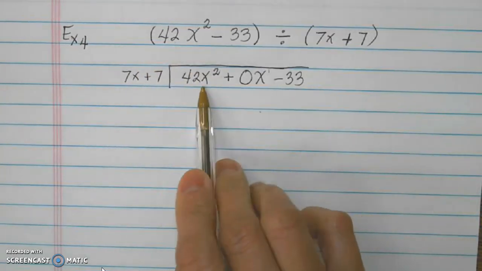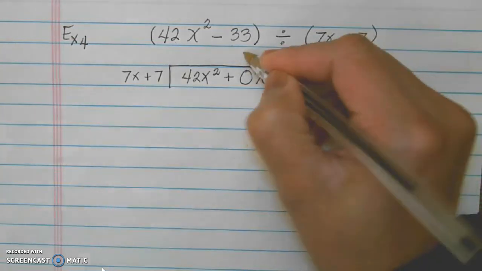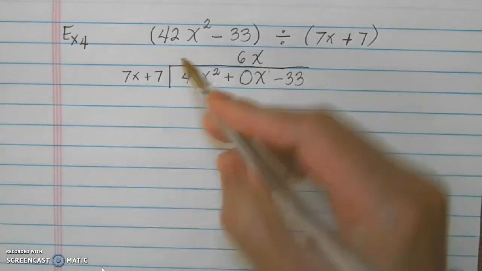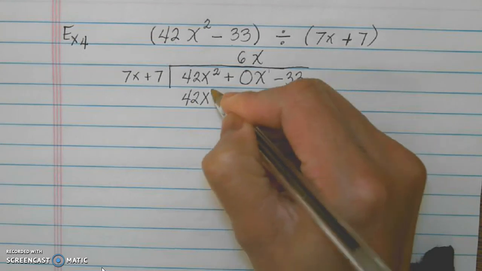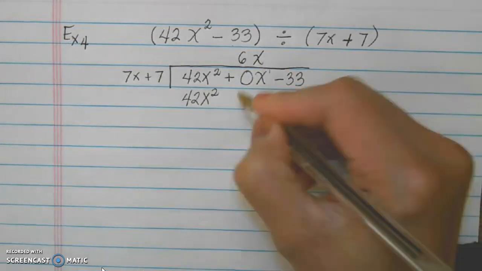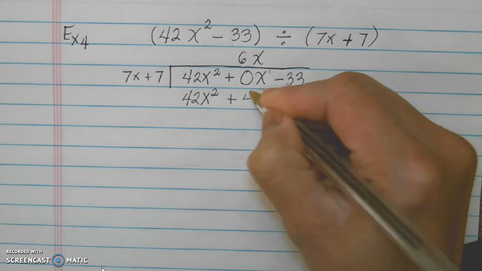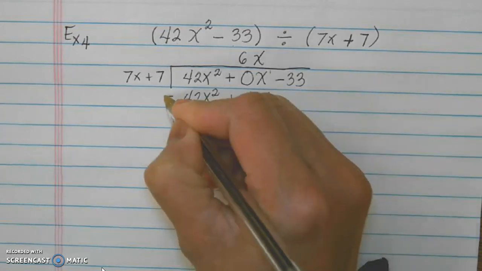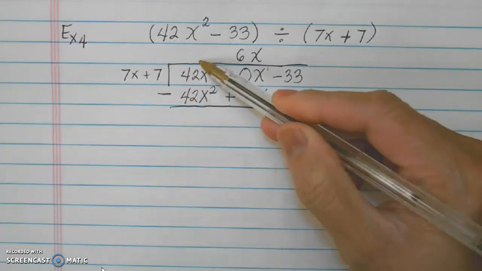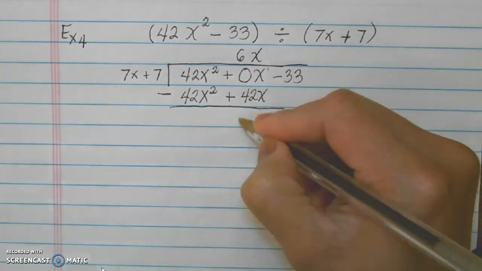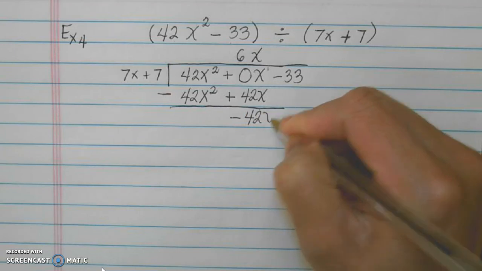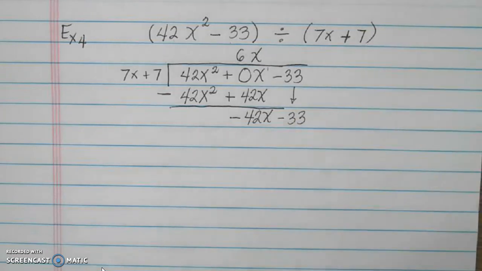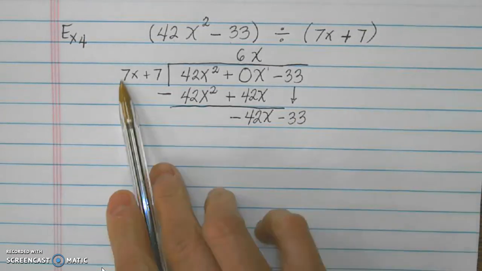42x squared divided by 7x is 6x. 6x times 7x is 42x squared. 6x times 7 is, again, positive 42x. And we're going to subtract. This is 0. And this minus this is negative 42x. Bring down negative 33. Negative 42x divided by 7x.